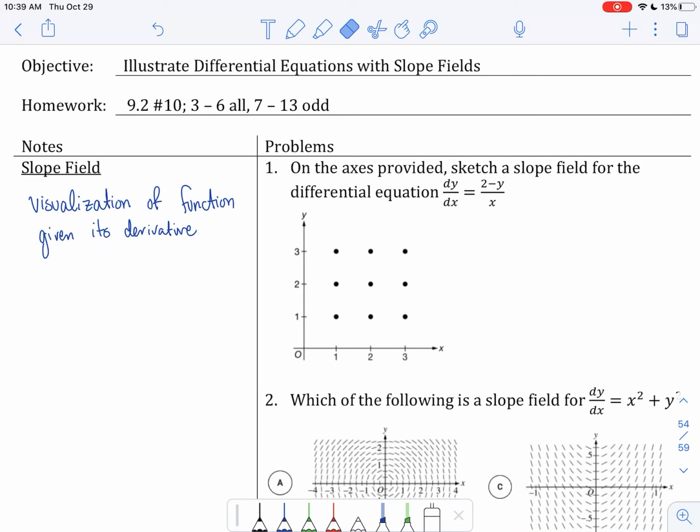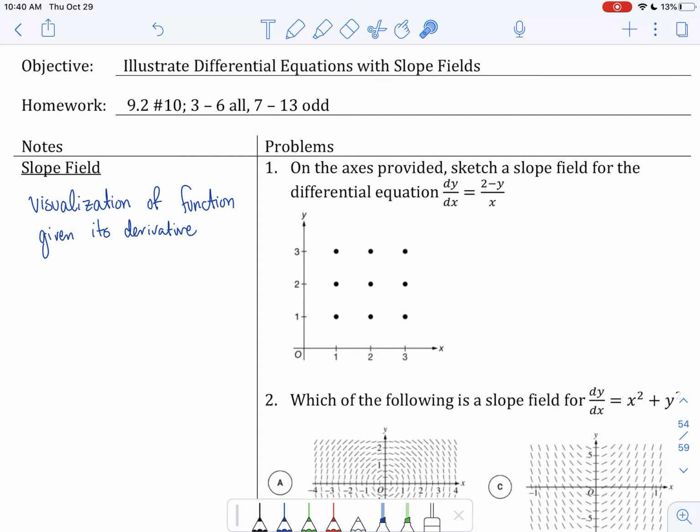So you'll see this when you have what's called a differential equation right here. And so on the axes provided, sketch a slope field for the differential equation dy/dx is equal to 2 minus y over x. We don't know what the original function is, and it's going to be a little bit tricky because it's got two variables, so we know it would be an implicit function. But what we want to do is at least give ourselves a little sketch about what the function might look like if it passed through various points.